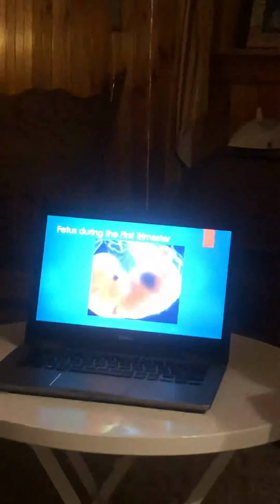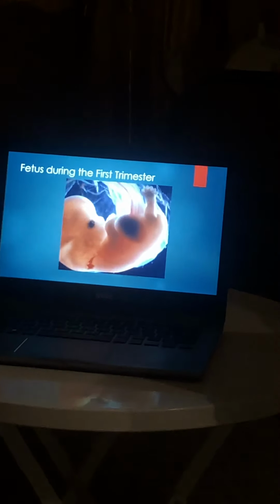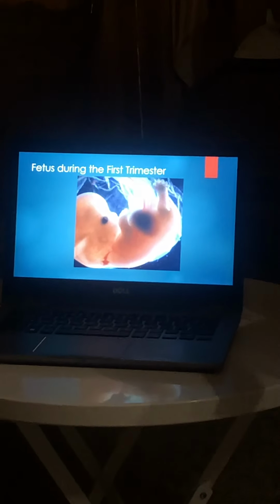Here's the fetus during the first trimester, and the first trimester is from conception to 12 weeks. It has begun to develop the brain, spinal cord, and heart. And you can see in this picture that it has eyes, arms, legs, and ears.